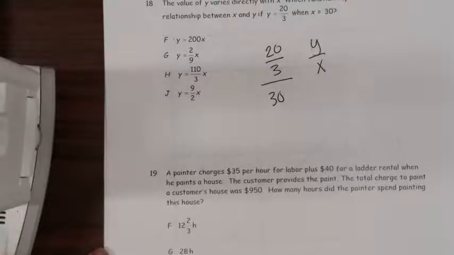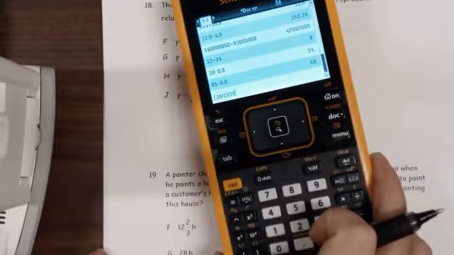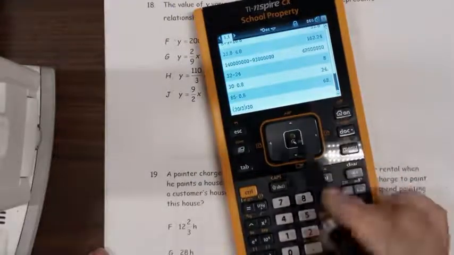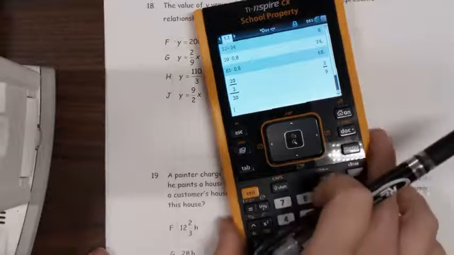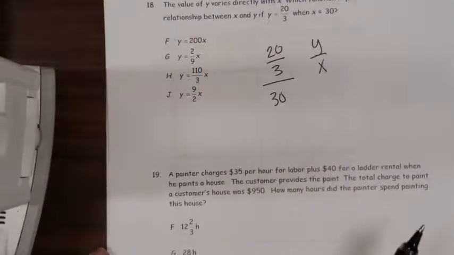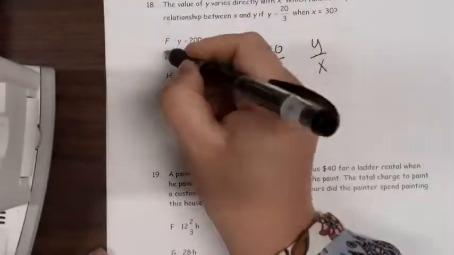So I'm going to do 20 over 3 and actually put 20 over 3 in parentheses just to keep it separate. You can see on here how I typed it in: 20 over 3 divided by 30. And you get 2 over 9, which is answer choice G.